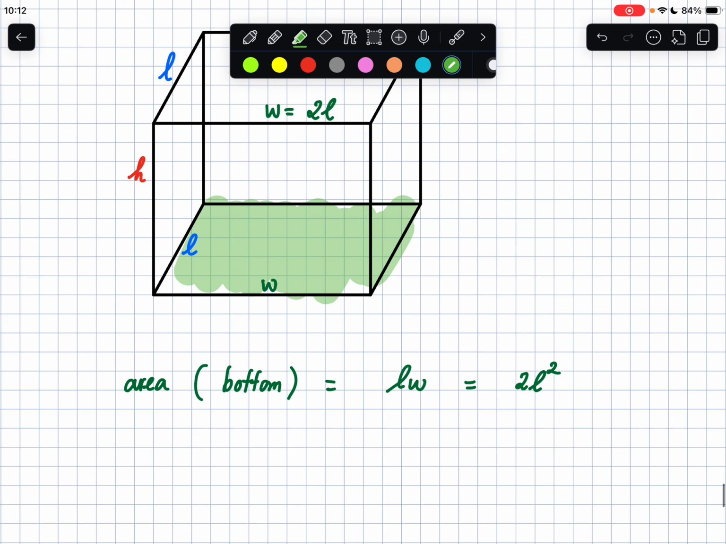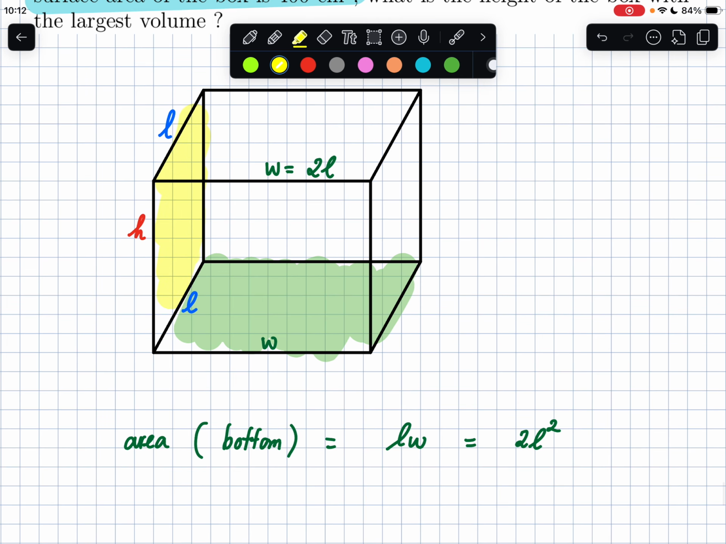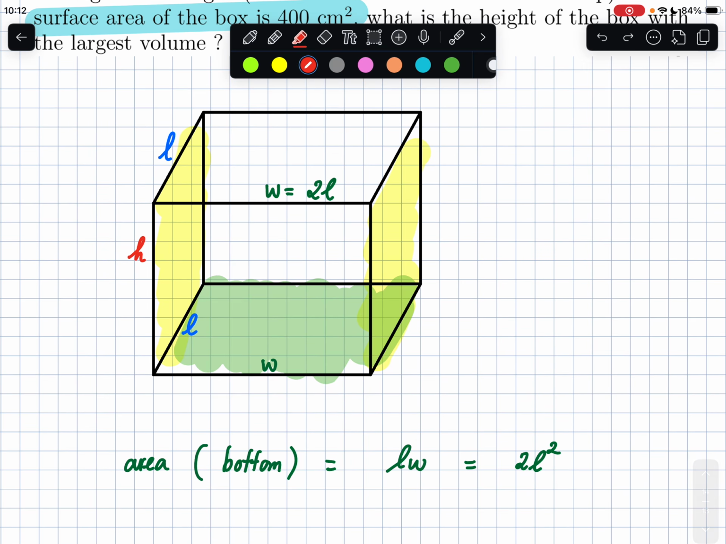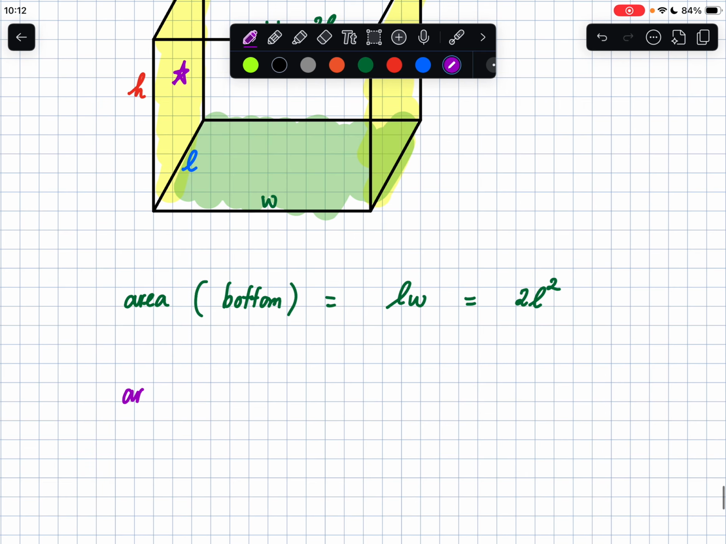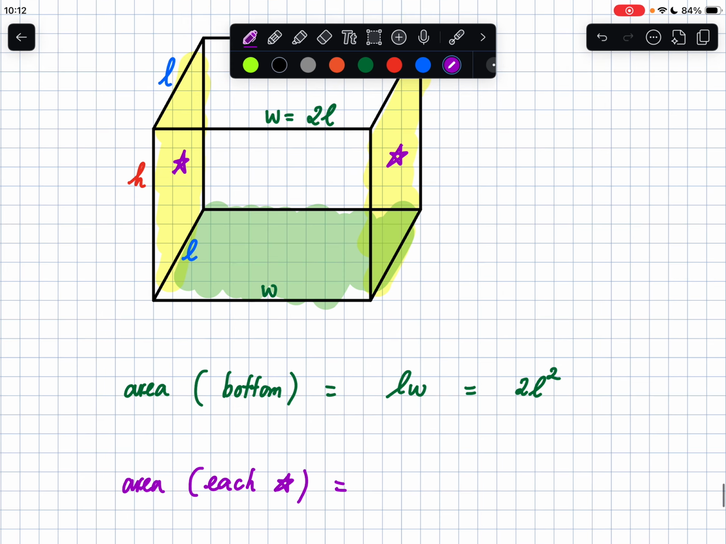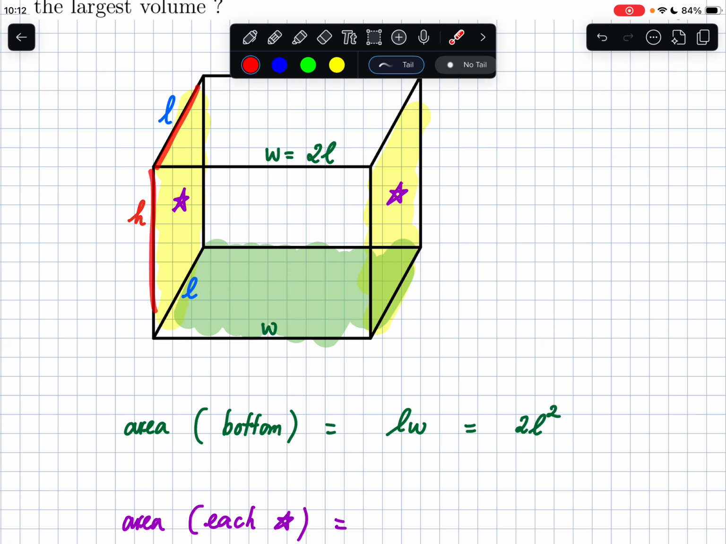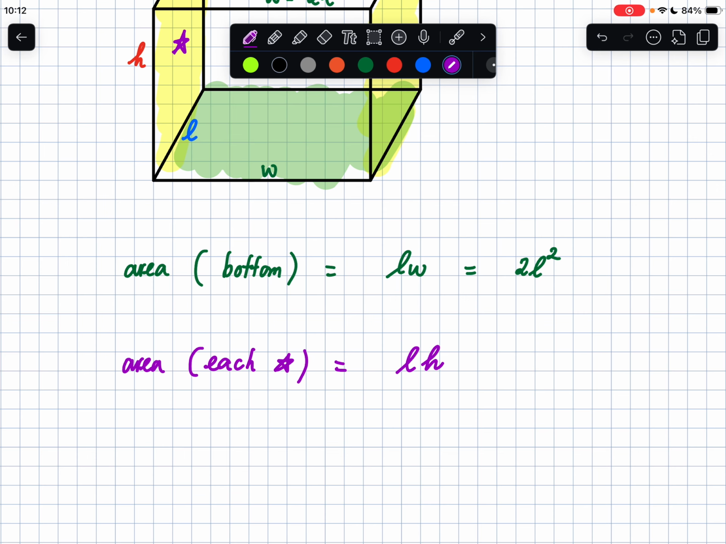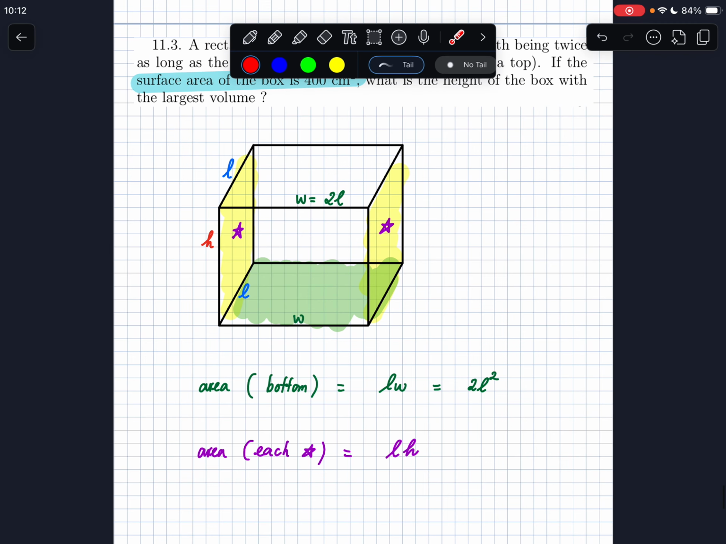We have the two sides, this side and this side, of the same area. So the area of the side, let me call it star. The area of each one star is the length times the height. We have two of them. And we have the area of the front and the back. So the front is this one and the back is here.